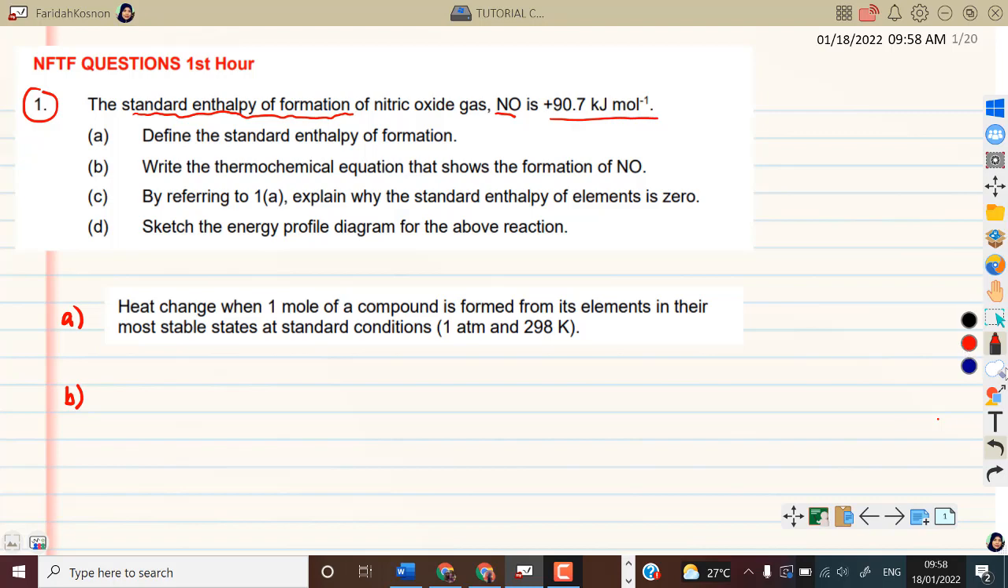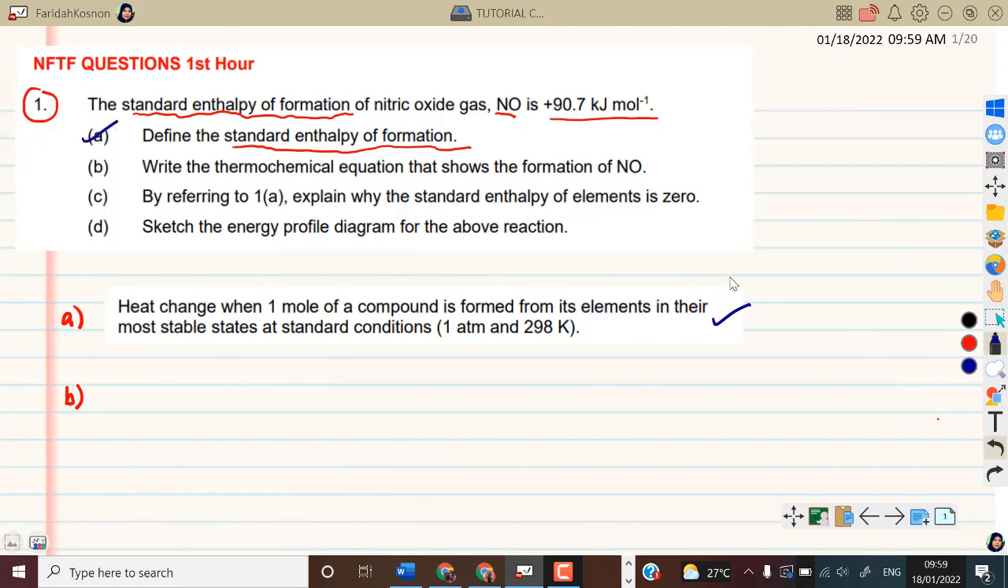First question, you are going to define. The question asks you to define the standard enthalpy of formation. So you have to give the correct definition for standard enthalpy of formation. So this is the correct definition. Mesti lengkap seperti ini. Tidak ada jawapan lain. Next, we have settled question A.